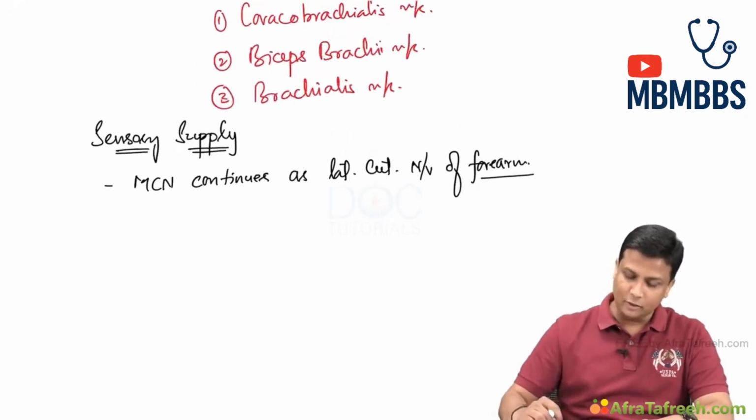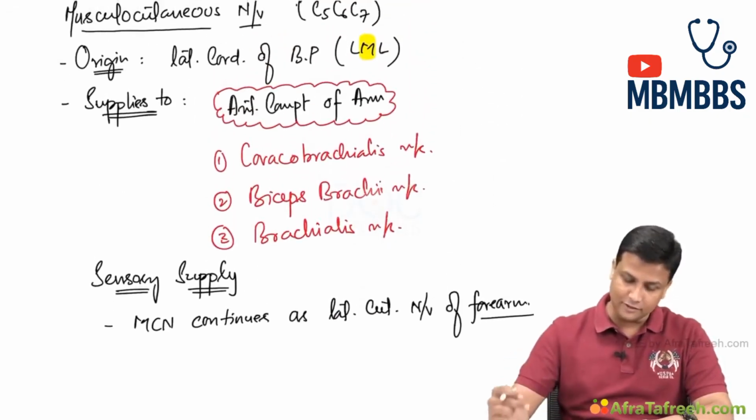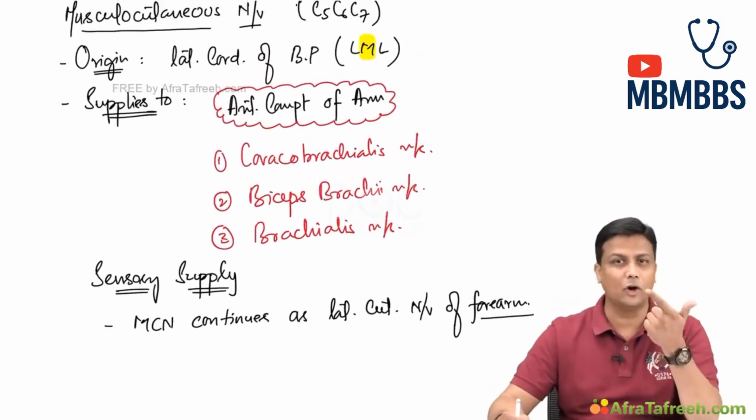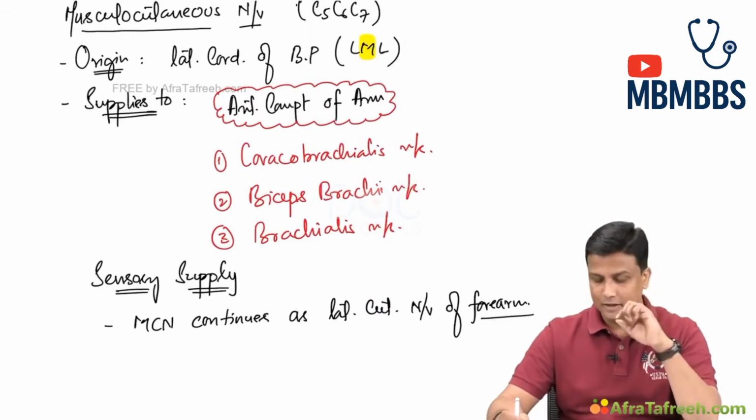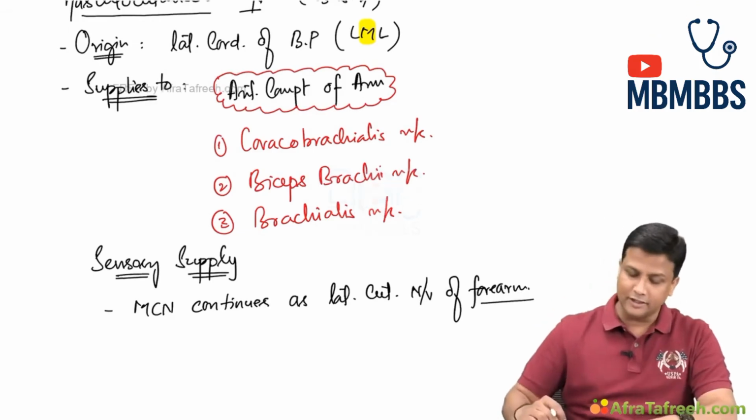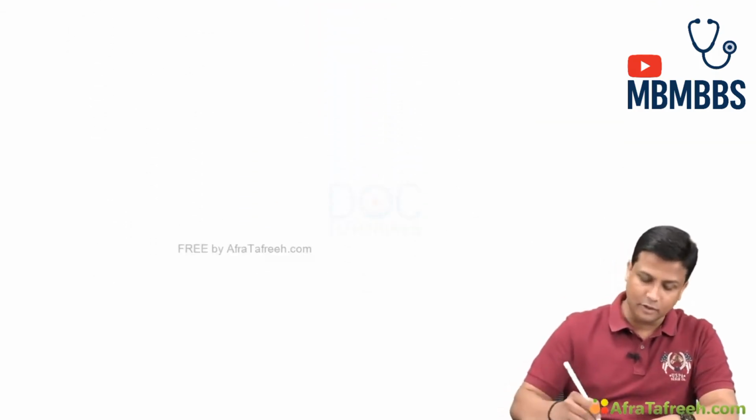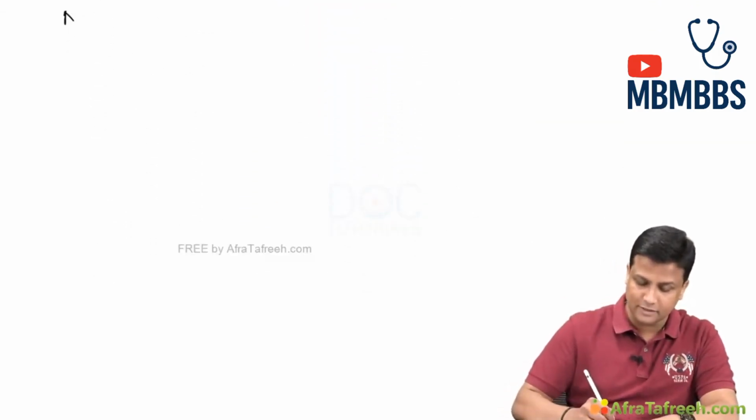So we have completed almost everything about the musculocutaneous nerve here, guys: the root value, the origin, the supply to the muscles, motor supply, as well as sensory supply. Now, let me discuss certain important MCQs which have been tested previously in the exams. So write it like a note, note number 1.